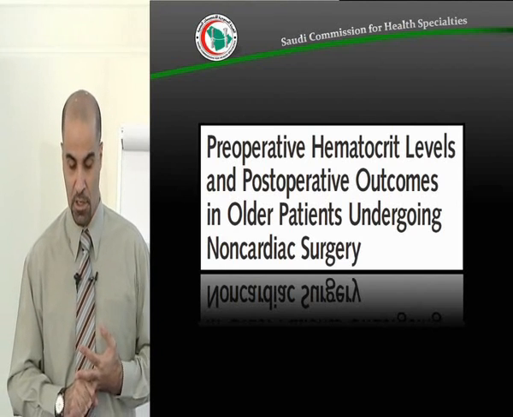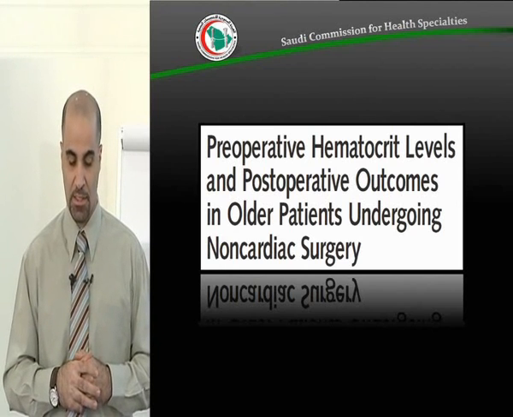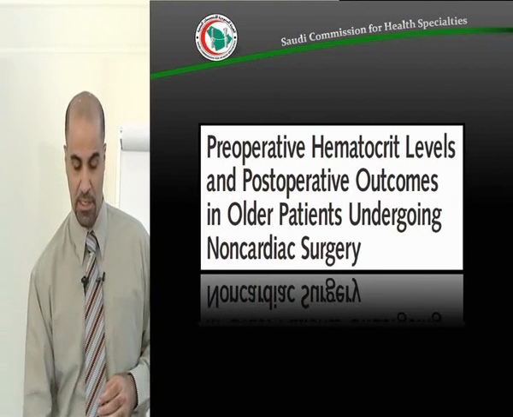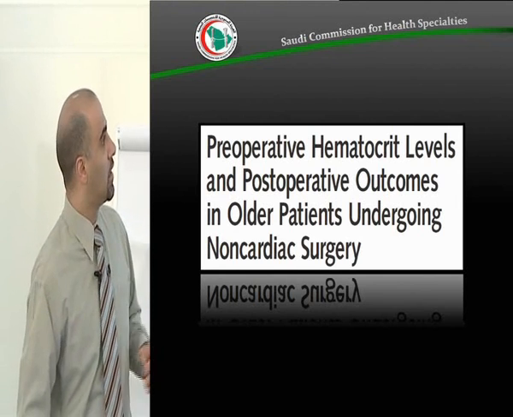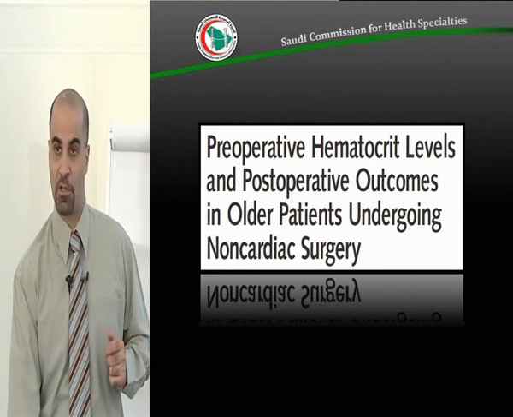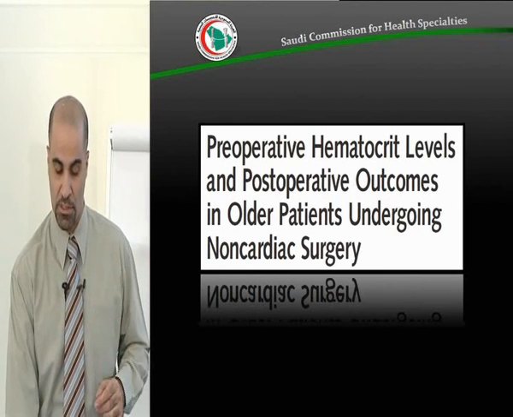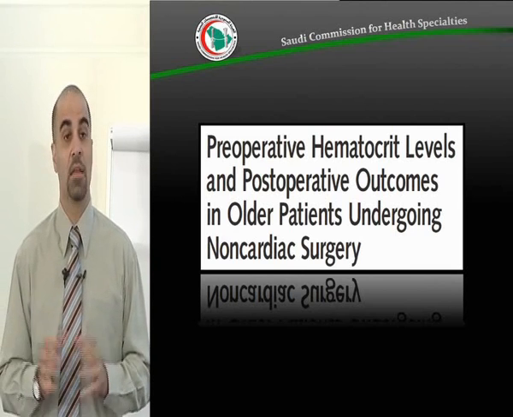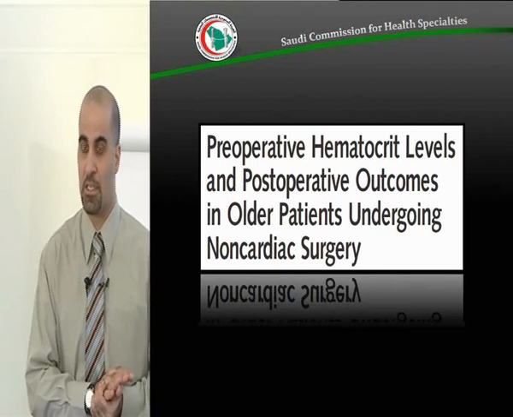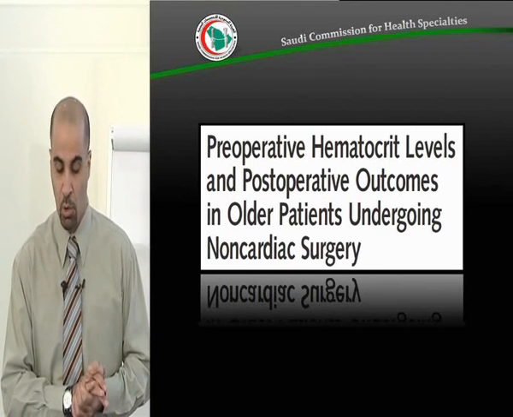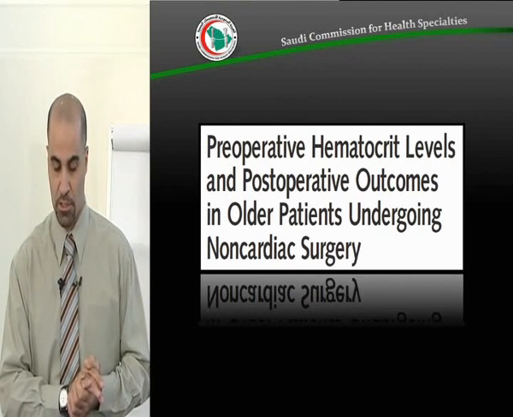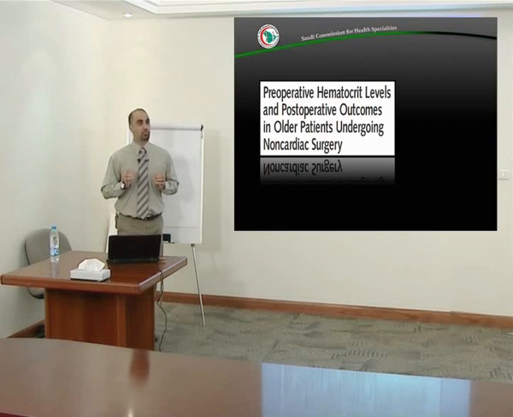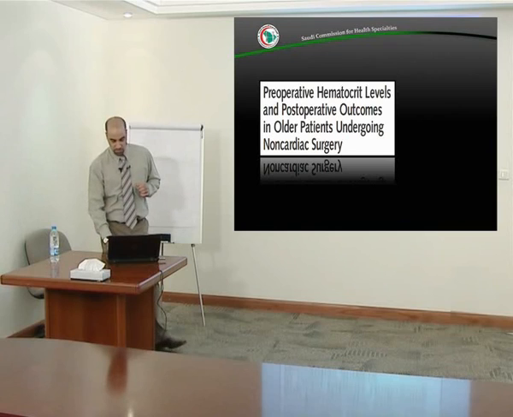The objective, which in this case is about preoperative hematocrit levels and postoperative outcomes. So basically here, they are giving you the exposure, which is the preoperative hematocrit levels, and the outcome, which is the postoperative outcomes in terms of mortality and so on, and the study population they studied. In this case, it is older patients undergoing non-cardiac surgery. In other words, the bottom line is that the title is very important, and it summarizes the whole project.